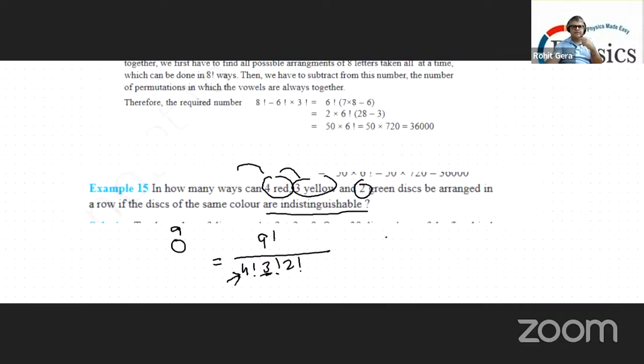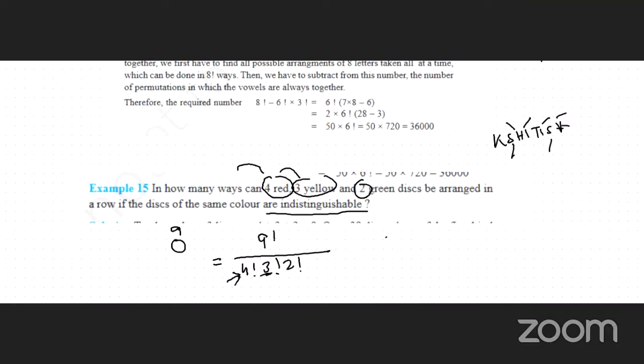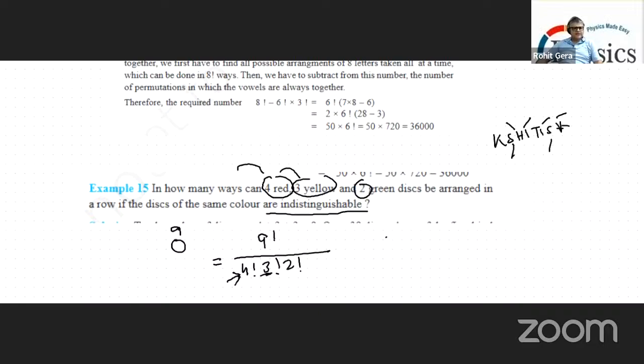In your name, what is the distinction between 2 I's? Nothing. What is the distinction between 2 S's? Nothing. What is the distinction between 2 H's? Nothing. There is no distinction. Okay, fine. Anyway.